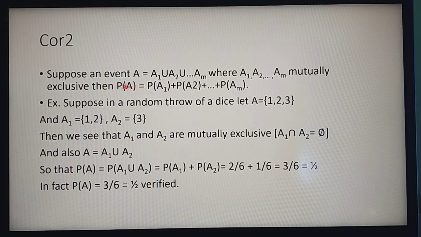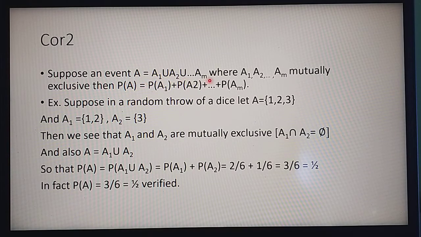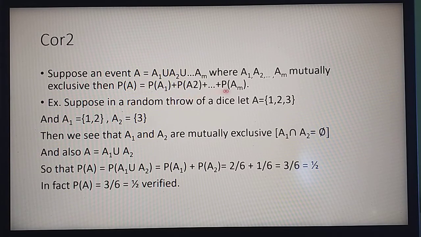Now, a corollary. Suppose an event A is A1 union A2 union ... AM. A may not necessarily be the whole sample space. Suppose these M events constitute the event A, where A1, A2, ..., AM are mutually exclusive, then P(A) is equal to P(A1) plus P(A2) plus ... P(AM). This is just a particular case of the main theorem.